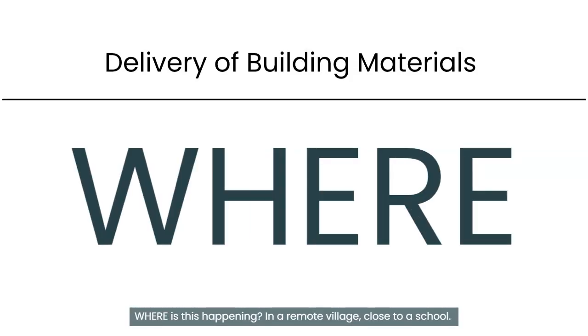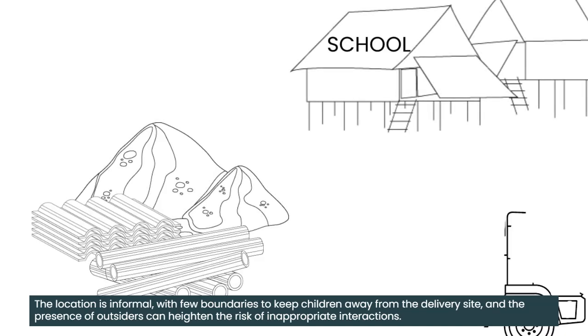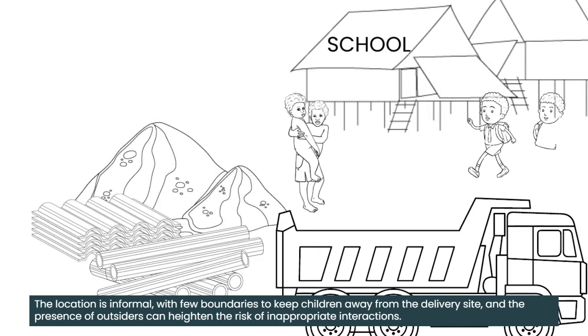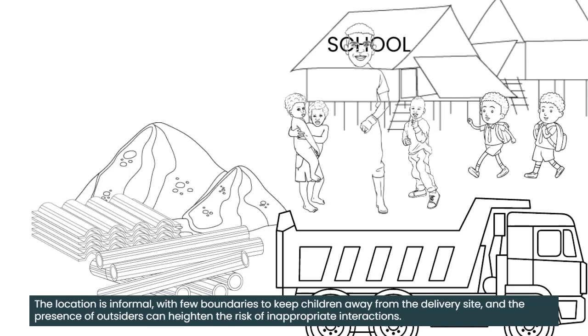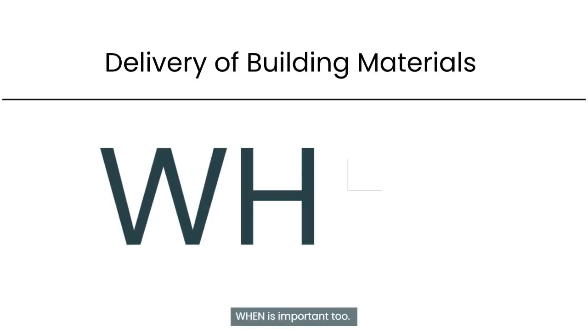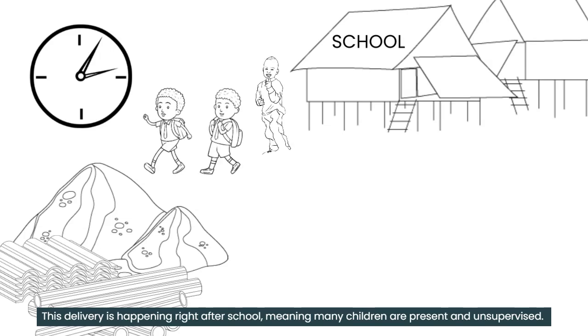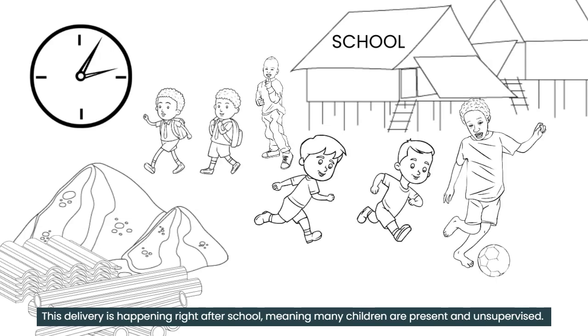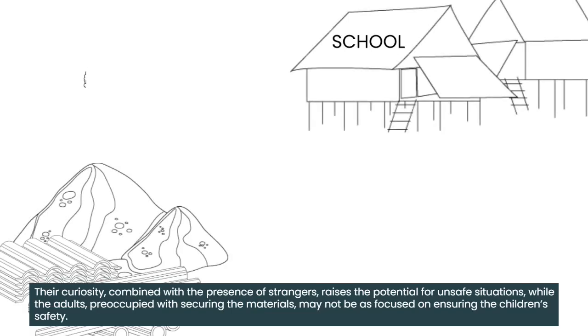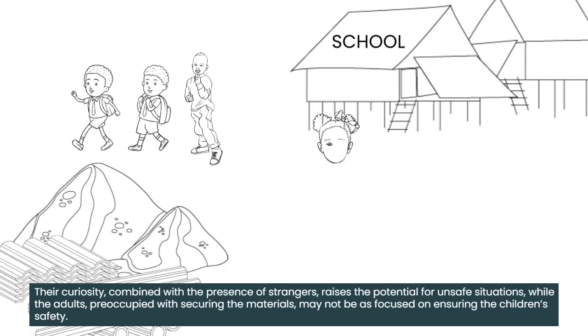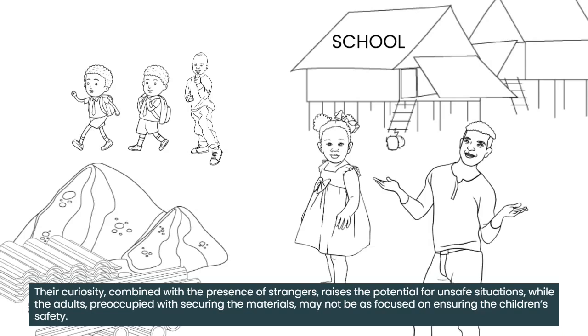Where is this happening? In a remote village close to a school. The location is informal, with few boundaries to keep children away from the delivery site, and the presence of outsiders can heighten the risk of inappropriate interactions. When is important too. This delivery is happening right after school, meaning many children are present and unsupervised. Their curiosity, combined with the presence of strangers, raises the potential for unsafe situations, while the adults, preoccupied with securing the materials, may not be as focused on ensuring the children's safety.